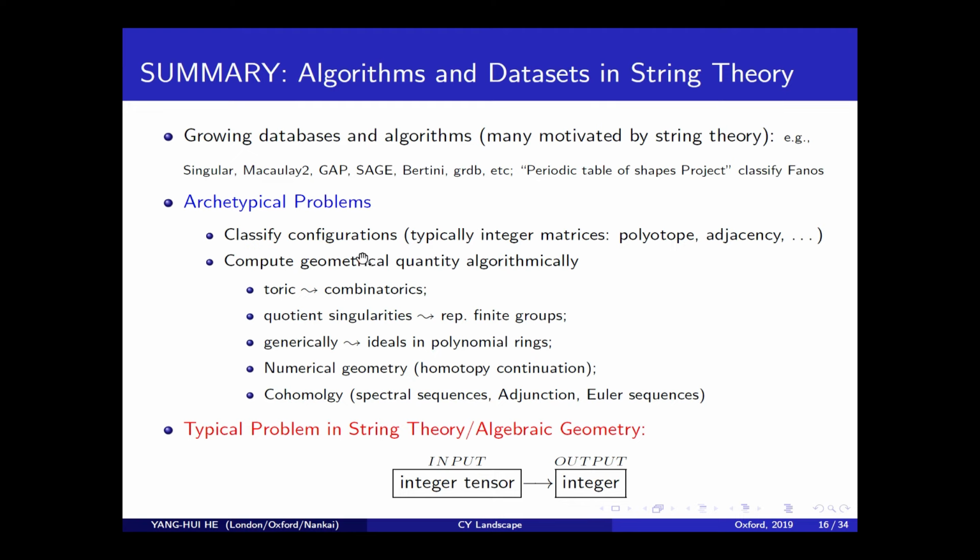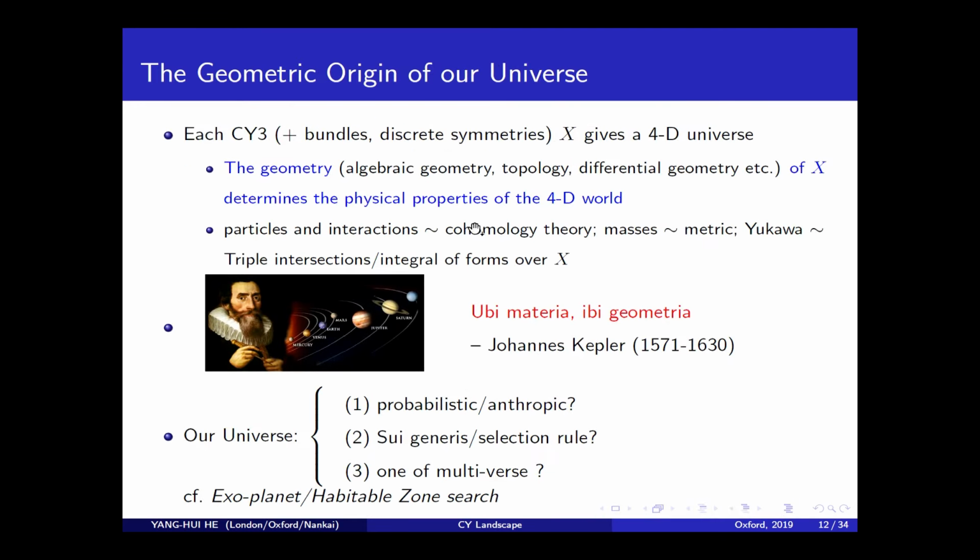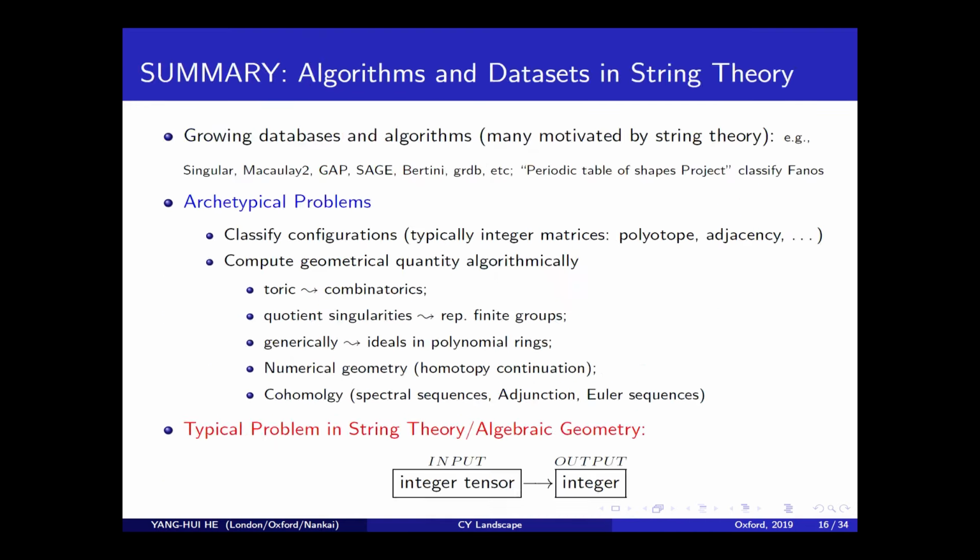These details are not important, but the idea is, if you actually want to do this translation between the geometry and the physical universe, you have to go hardcore and study all kinds of hardcore mathematics. But nevertheless, the typical problem in string theory so far, at least in this string theory and algebraic geometry interaction, is that you have some kind of integer tensor input and you want to compute some integer output. So let's just digest that for a little bit. What do I mean by that?